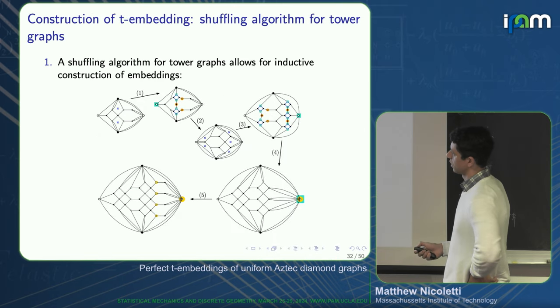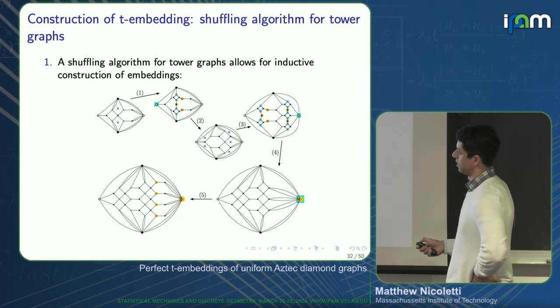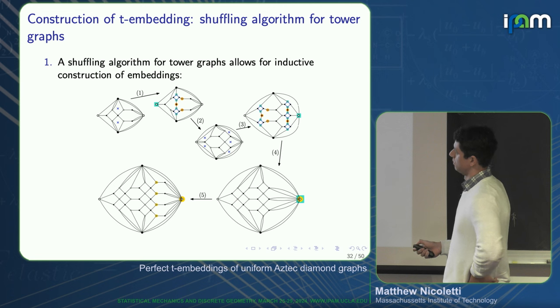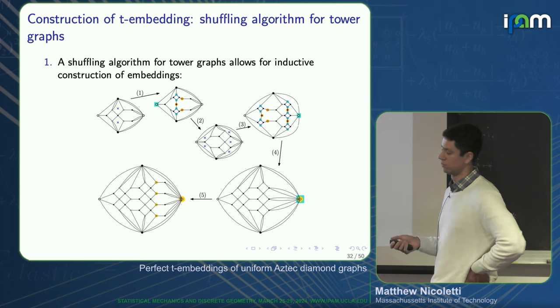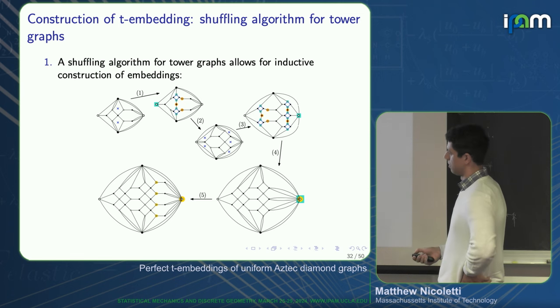In order to do this, first we work out a shuffling algorithm, the combinatorial details of this, in particular the details of the boundary of this shuffling algorithm, which allows us to build up a tower graph inductively using these local moves, and therefore build up a t-embedding inductively. So two rounds of spider moves allow you to get to one size larger.